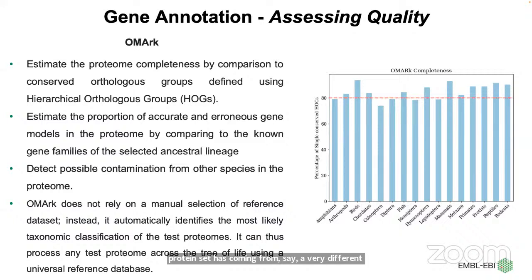So OMArk, unlike BUSCO, doesn't really rely on a manual selection of a reference data set. Instead, it automatically identifies the most likely taxonomic classification of the test proteome. So therefore, it can be used to process any test proteome set across the tree of life using a universal reference database. And on the right, again, there is a bar chart showing the OMArk scores that we get usually in our annotation.